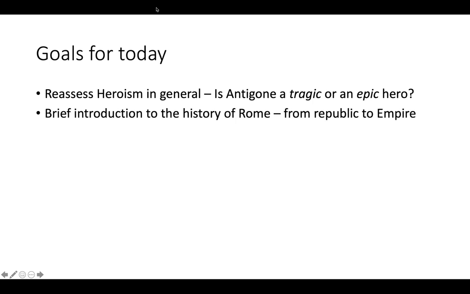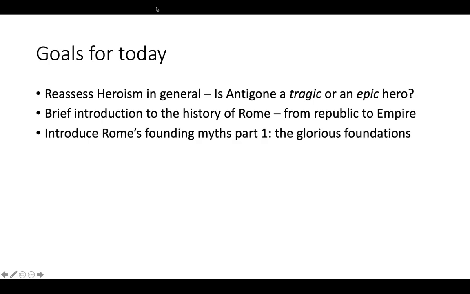Then I'll do a brief introduction to the history of Rome, its history from a republic to an empire. This is very brief, but it will help to introduce the Aeneid. I'll also talk about one of the foundational myths of Rome, which is the Romulus and Remus myth, because Rome as a civilization and as a history of literature has an interesting relationship to myth. So we'll discuss this in this kind of roundabout way.